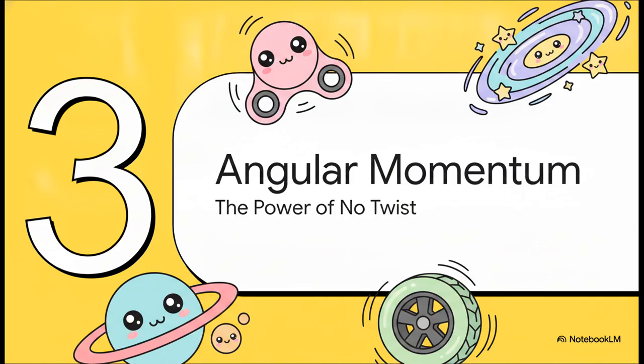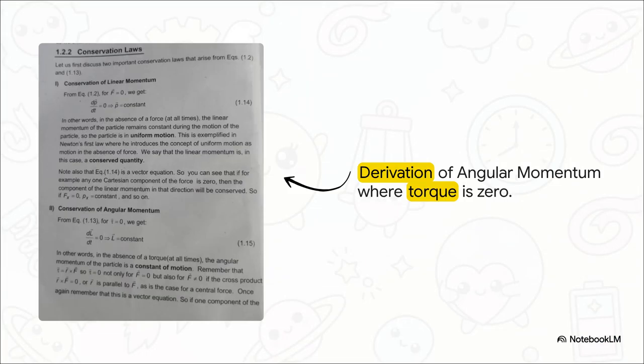Conserving angular momentum: the power of no twist. Okay, let's take this idea into rotational mechanics. Here, we replace force with torque, which is basically a twisting force. Equation 1.15 shows us that when torque is 0, dL over dt equals 0. So L, which represents angular momentum, has to be constant.